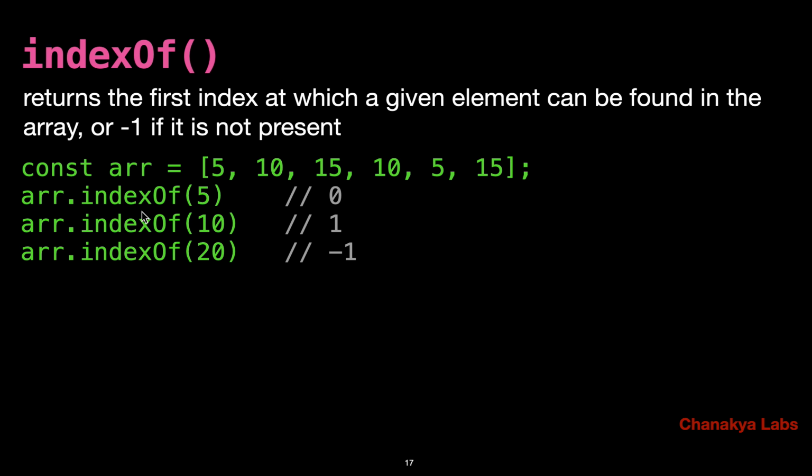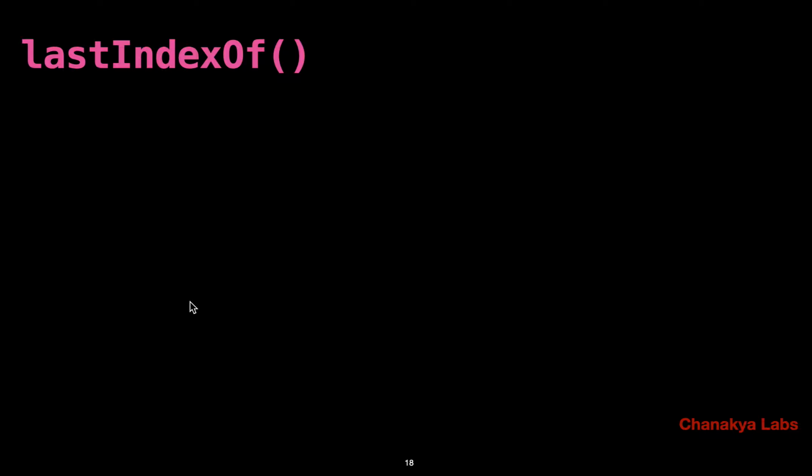Now you might say that you don't want to use includes. Then you can simulate the behavior of includes like this also. So rather than using array.includes(5) as true or false, you can use array.indexOf(5) should not be equal to -1, or should be greater than or equal to 0. If that is the case, then definitely it is somewhere. So that is a simulation of array.includes.